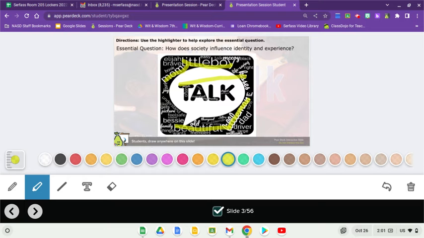Now, how does society influence identity and experience? Well, family is a type of society. I'd like you to look at this picture and highlight it in orange if you find anything that has something to do with family. Take the time to do that now. All right. Nice work, everybody.